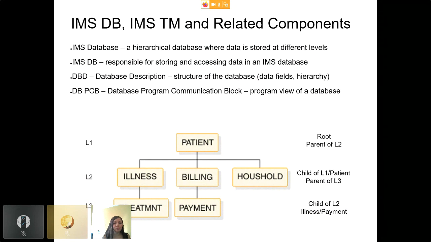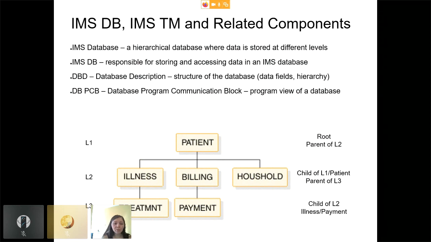First of all, everybody knows what a database is. Now, IMS database is a little bit different. It's a hierarchical database and data is stored at different levels. So if you take a look at the example below, we have a patient database. So patient is called a root. It does not have any levels above it. It's level 1. It doesn't have what you call a parent above it. So like I said, it's hierarchical and it's the main level of the database.